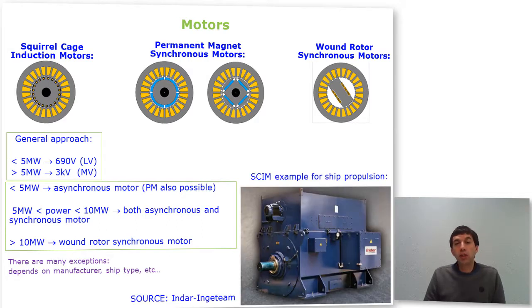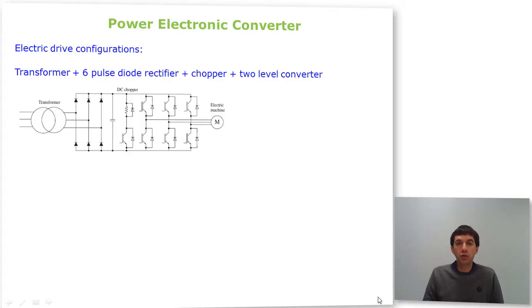So finally here, in relation to the motors, I am showing you one real motor from this manufacturer for ship propulsion. This is a squirrel cage induction motor. In relation to the power electronic converter, there are different configurations that we can find. Here is one. There is one transformer, then a 6-pulse diode rectifier, then here we have the DC chopper, and finally, a 2-level inverter supplying the electric motor.